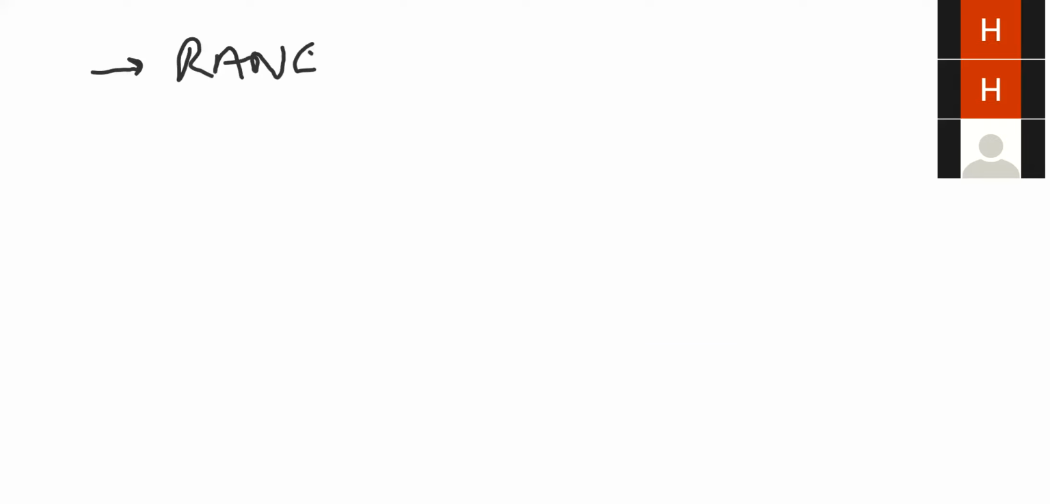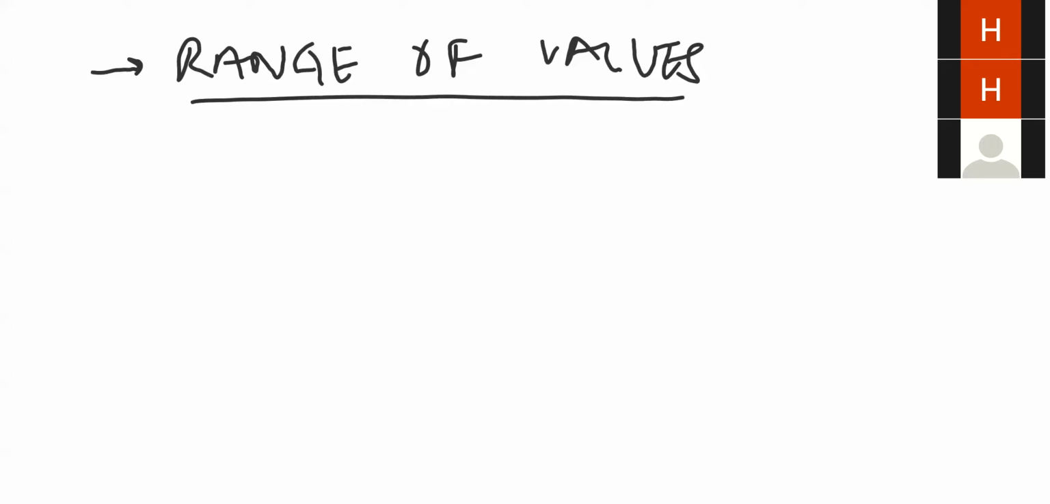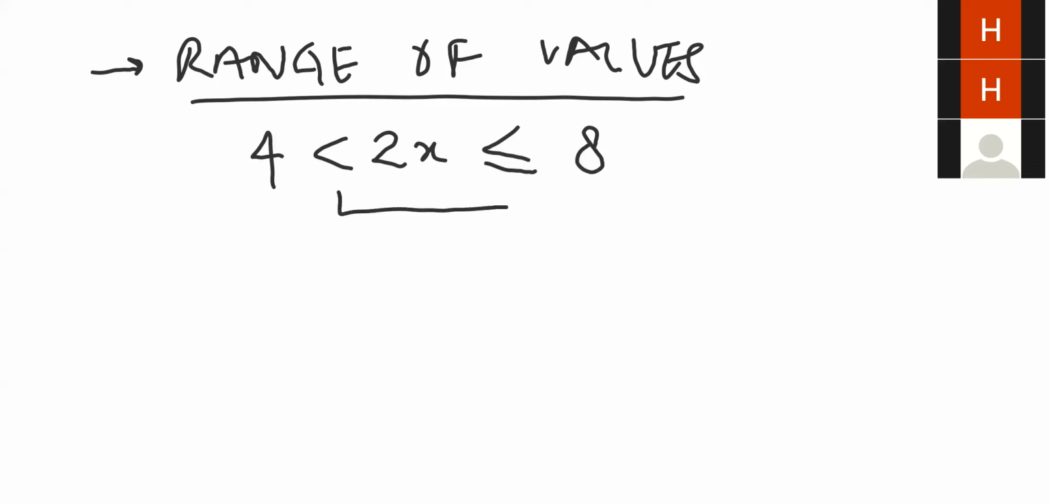So a range of values means that your x does not have a single value, but it has multiple values, or it has a range of values which is extended on the number line. By that, what I mean is, for example, they've got a question that says 4 is less than 2x and it is less than and equal to 8. So now we have two signs here.